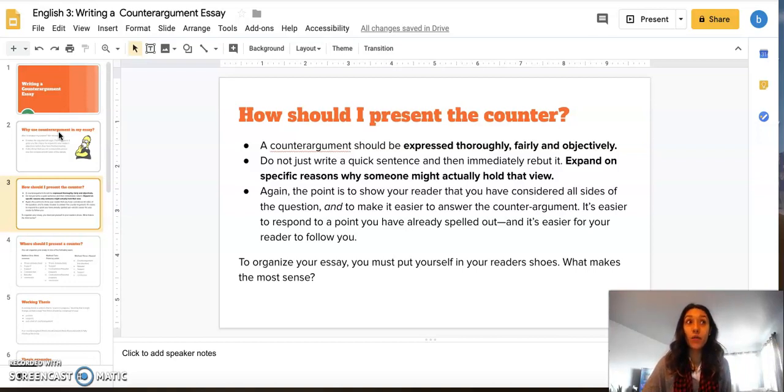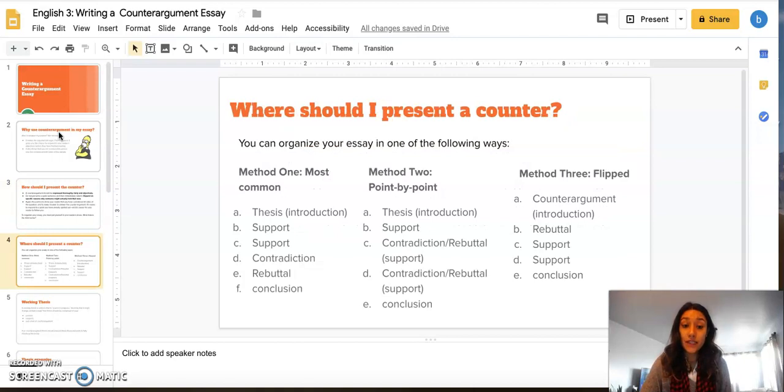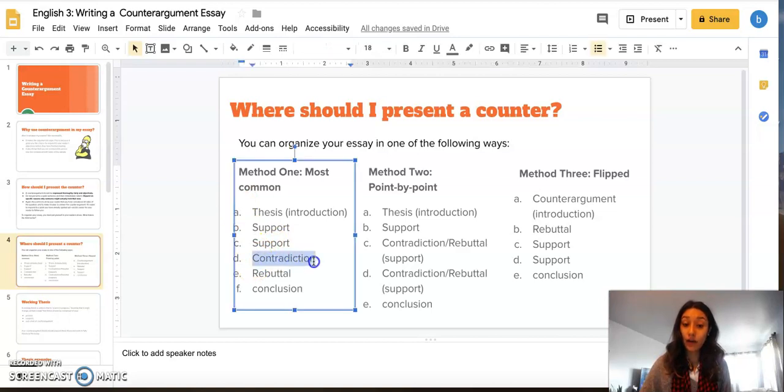And you're probably considering, well, where do I put the counterargument in my paper? There are various ways you can develop the organization of a counterargument paper, and here are a few. The first is the most common. In method 1, you would have your introduction with a thesis statement, as you typically are familiar with. You would have maybe 2 to 3 supporting paragraphs that support your thesis statement. Then in one paragraph, you would write the counterargument. The following paragraph, you would have the rebuttal, which argues against the counterargument, and then a conclusion.